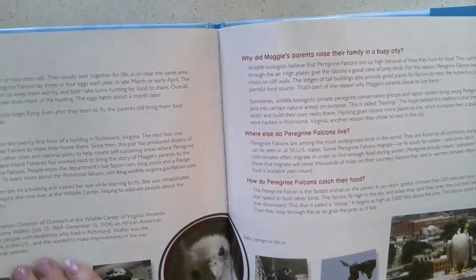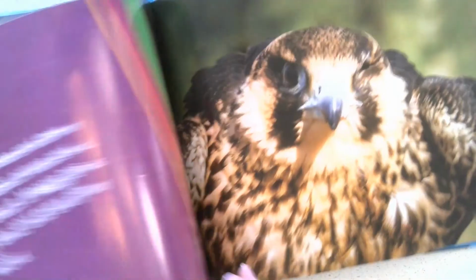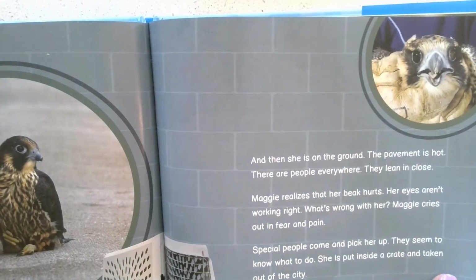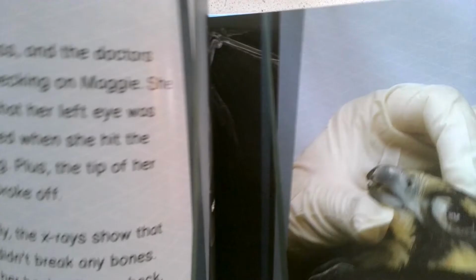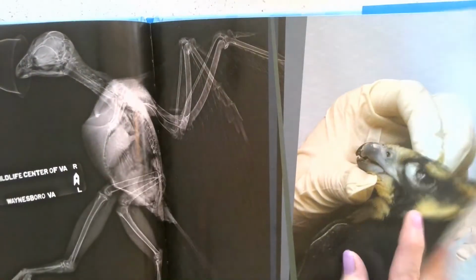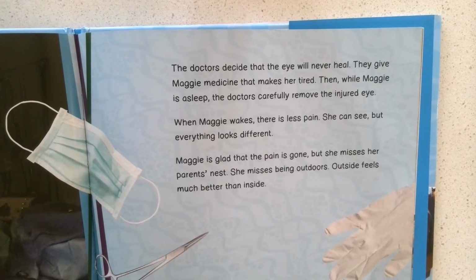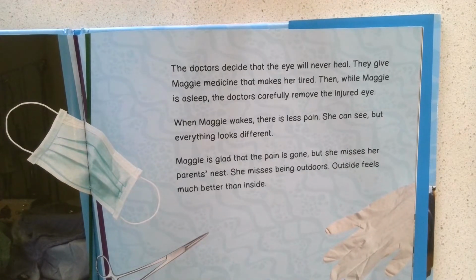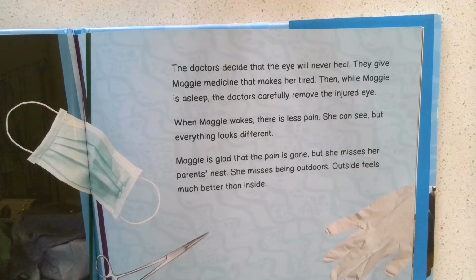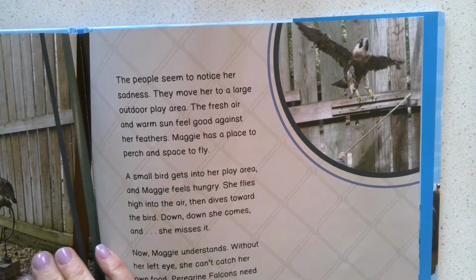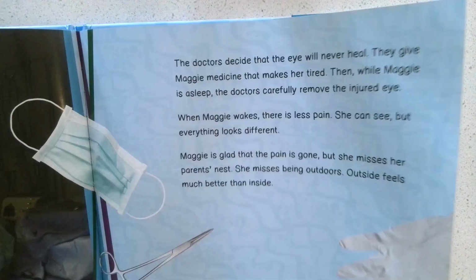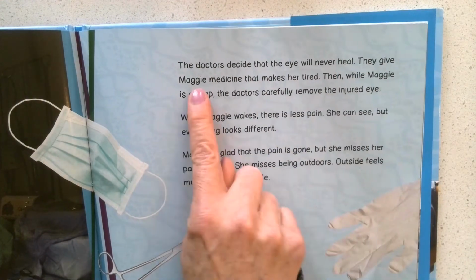The end. So there are a couple of words I want to talk to you about. The first word that I want to talk about is the word damaged. On this page, I believe, it talked about how Maggie had a damaged eye. Let me try to find it. Let's just skim real quick together.